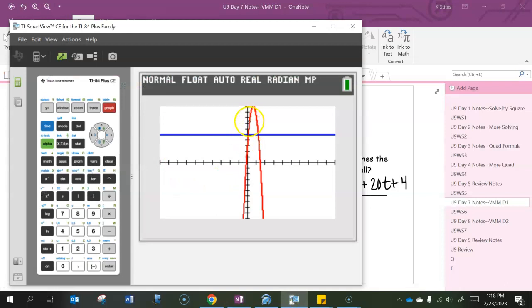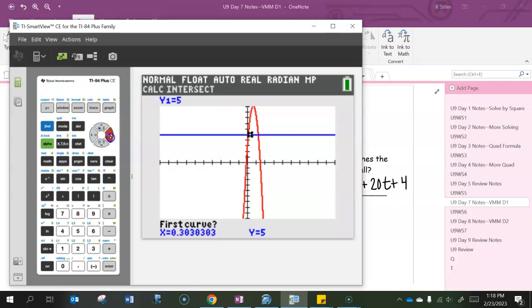So notice here the ball is going up and then it's coming back down. So I do want this one right over here. So second trace 5, enter, enter, enter. And that's going to be about 1.20 seconds.